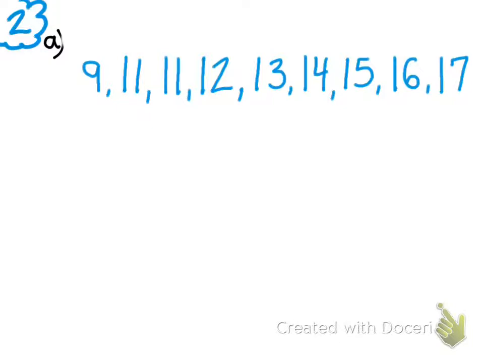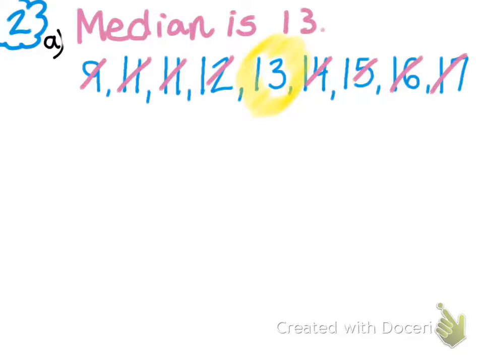Cool. So our minimum is 9. The maximum is 17. And in order to find the median, I'm just going to go ahead and cross out the smallest number and then the largest number, and the smallest number and the largest number. And just repeat that until I find the center. Okay, easy. Found it. For this data set, the median is 13.